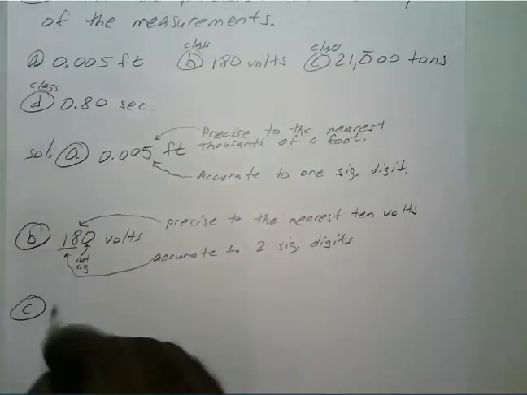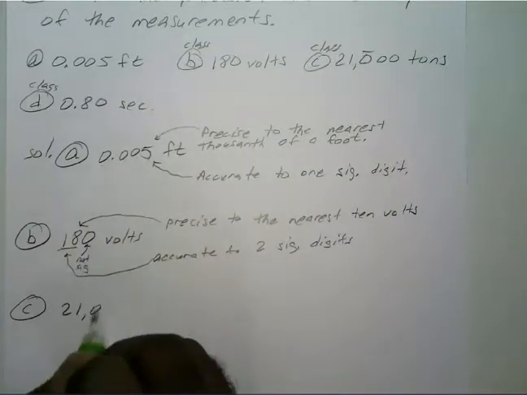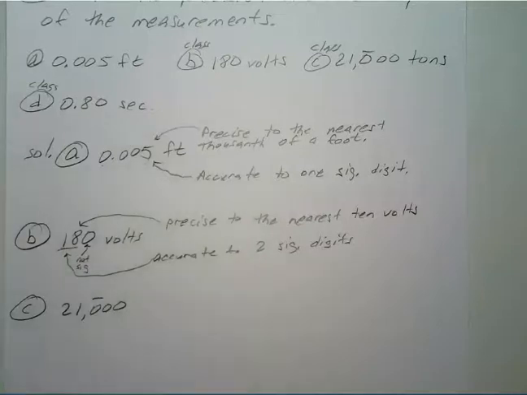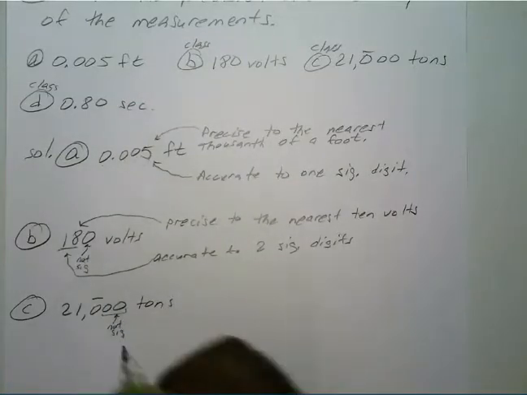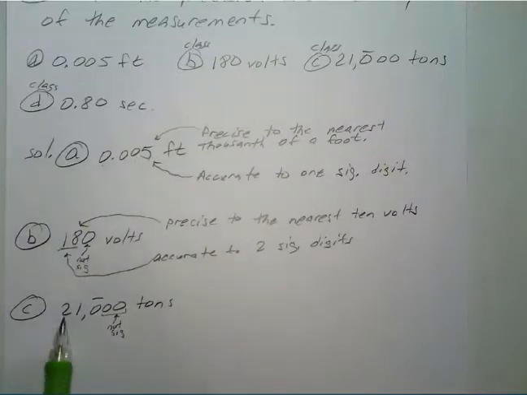Okay, so for C, you have 21,000 tons with a bar over the first 0. We see here that these two are the zeros to the far right of a whole number, so those two are not significant. The non-zero digits and the 0 with the bar are significant, so we're just going to underline those.